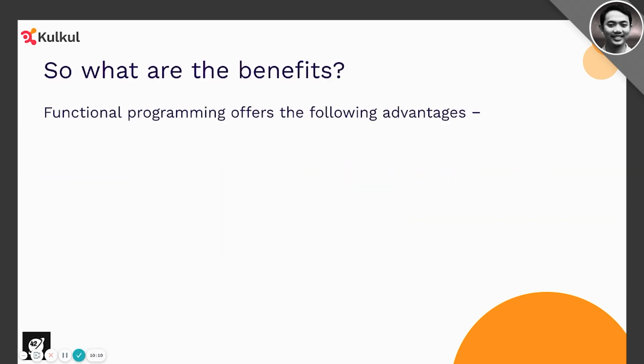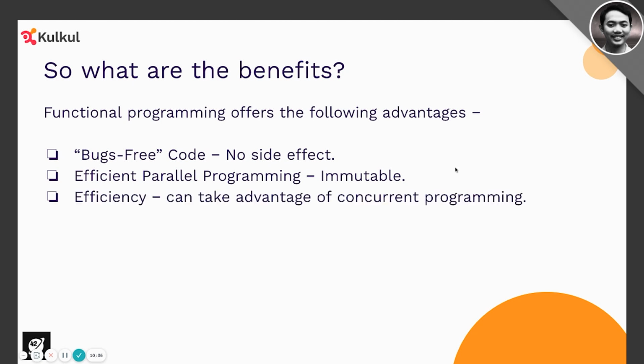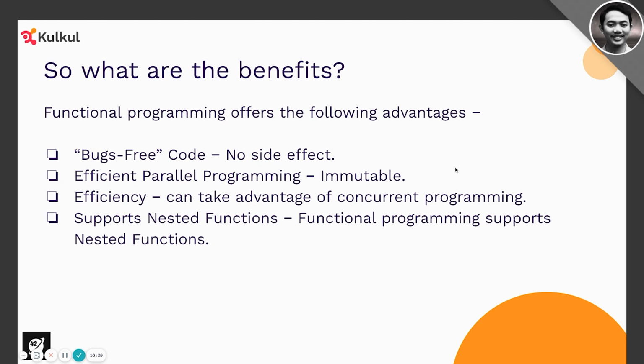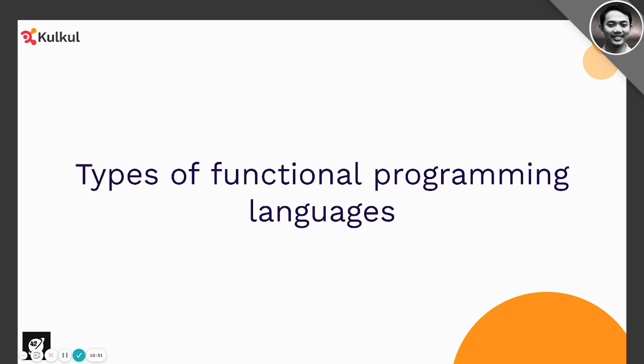Okay, so let's continue. What is the benefit of using it, right? It seems awesome. If you are using FP, you can get the following advantages. Your code can achieve the holy grail of bug-free code because you have no side effects. If your code is compiled, 90% is working, usually. And you can take advantage of efficient parallel programming because you are using immutable data. You don't need to think about memory anymore. You can take advantage of concurrent programming, use nested functions, and use lazy evaluation and things like that. It's very awesome. It can make your code more readable and more performant, if you're doing it right.